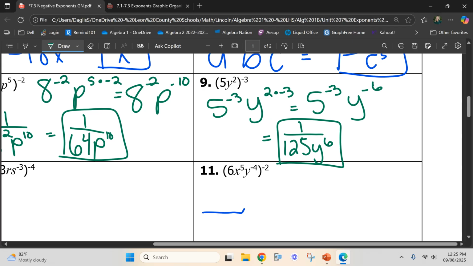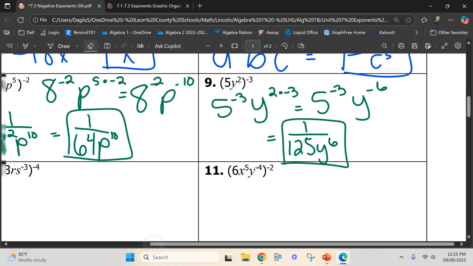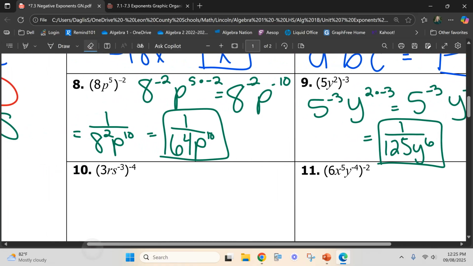5 cubed is 125, but that negative exponent shows me it's in the wrong place. Okay? Are we ready to move to the next one? Do we gotta put 5 to the power of 3, or do we just leave it? You gotta make it the 125. Especially if the directions tell you to simplify, then they want you to go all the way.